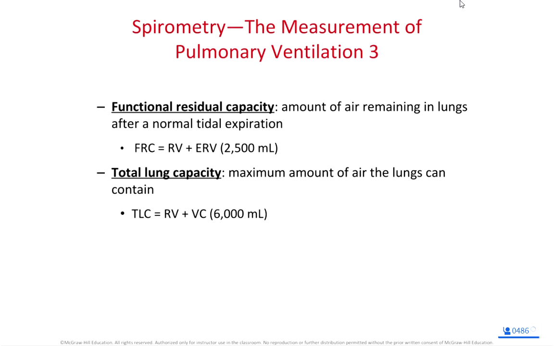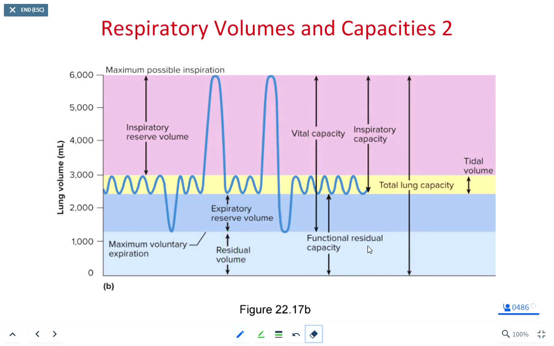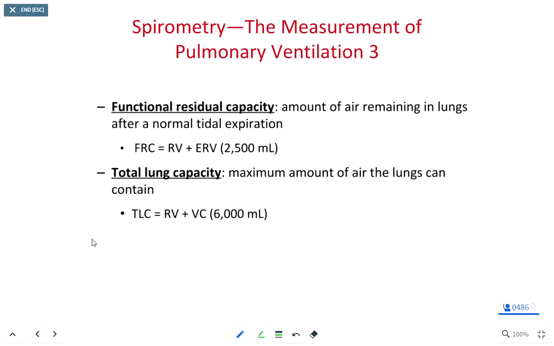And then as we look at our functional residual capacity, it is going to be calculated by taking our residual volume and our expiratory reserve volume and combining them together. From the graph, it's going to be the maximum amount that we can forcefully exhale, the expiratory reserve, plus residual volume, giving us the functional residual capacity. These variables or calculations we should be able to calculate.